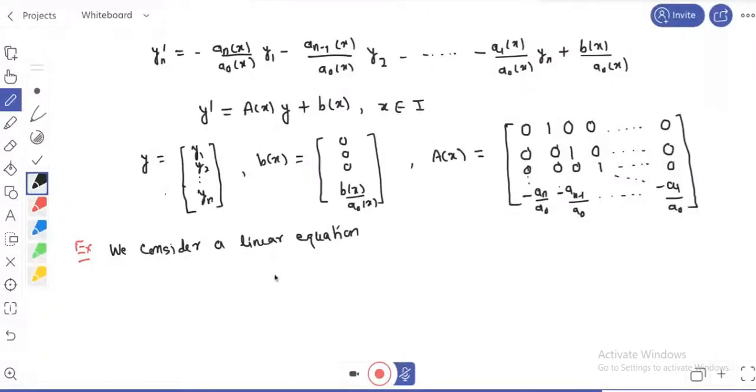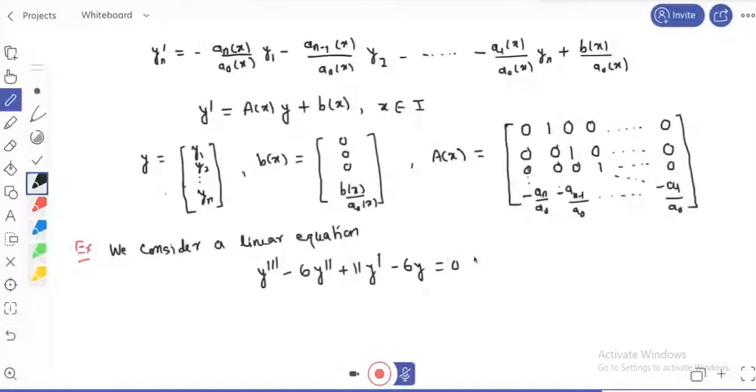If this linear equation is defined as a third order linear differential equation, it is y triple prime plus 6y double prime plus 11y prime minus 6y equals 0. You have to reduce this problem to matrix form. We take a third order linear differential equation, and of course this is homogeneous; the b(x) term is absent, equal to 0.